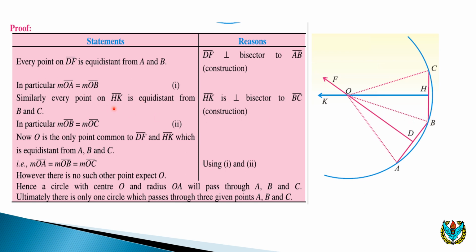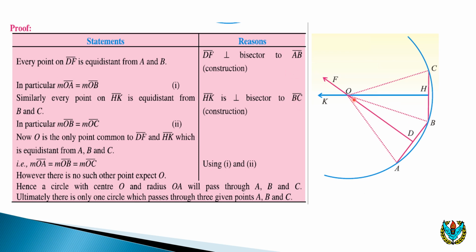Similarly, we will say that each and every point on HK is at equal distance from B and C. BC is the line segment, so point O is having the same distance from B and C. We will write it particularly like this: measurement OB equal to measurement OC, as HK is the right bisector of BC. We have discussed in construction that HK is the bisector to the line segment BC, and DF is the bisector to the line segment AB.